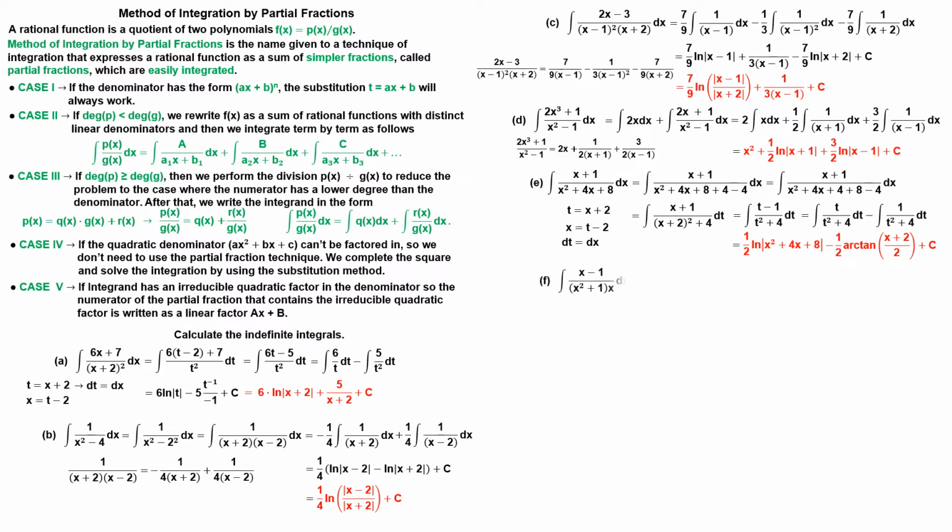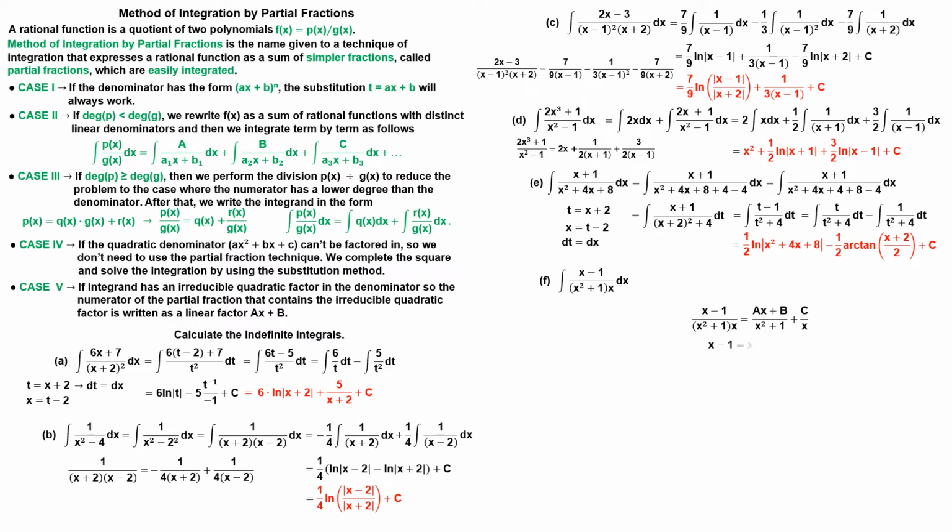Let's solve item F. We start breaking up the original rational fraction into a sum of partial fractions. The numerator of the partial fraction that contains the quadratic factor is written as a linear factor ax plus b. This equation has no linear factors, so you can't plug in the roots to get the unknowns a, b, and c. To find the unknowns a, b, and c here, we shall demonstrate a different technique, one called equating coefficients.